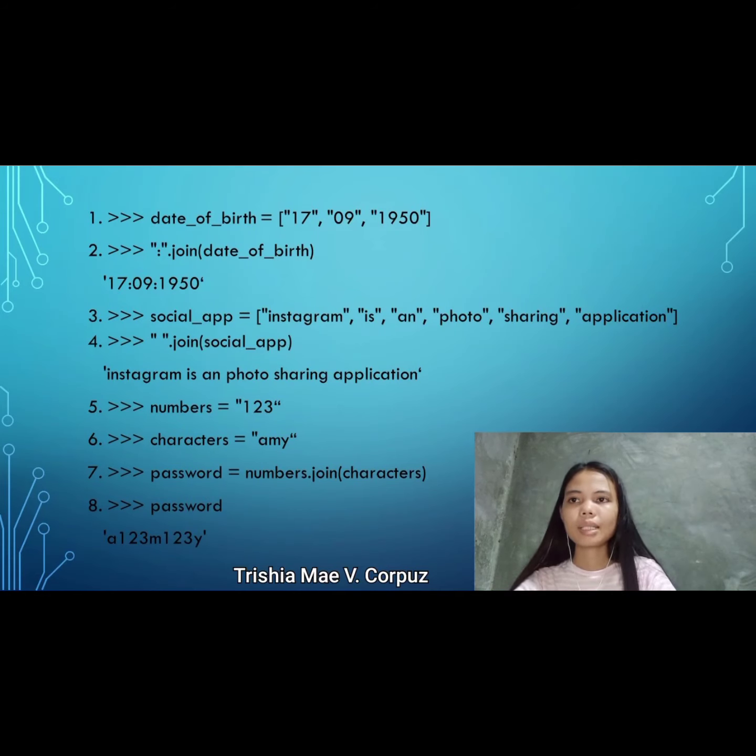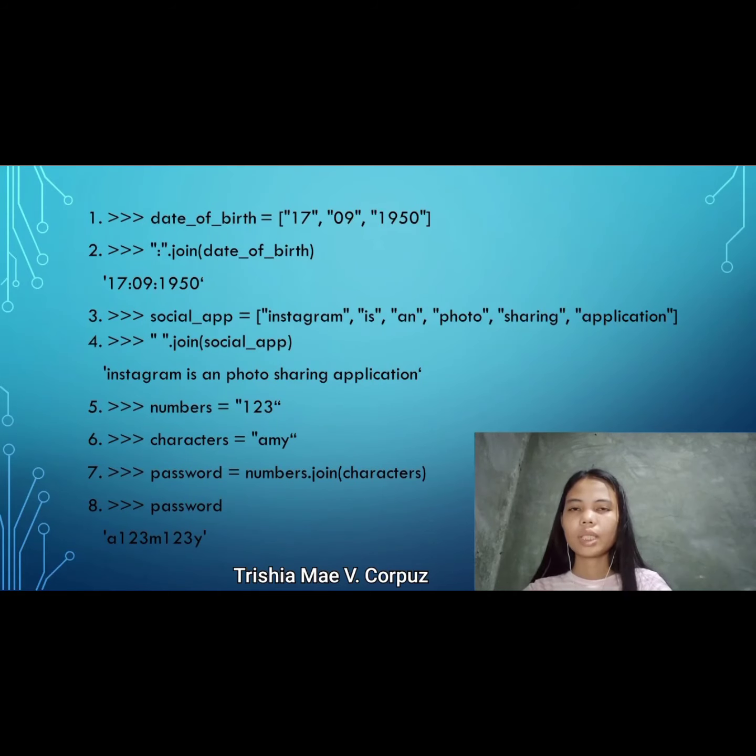Sa number 5 at 6 naman, yung variable na numbers at characters ay string type din. Yung string value na 1, 2, 3, ini-insert siya sa pagitan ng A at M, tapos M at Y. Yung value na A, 1, 2, 3, M, 1, 2, 3, Y, naka-assign siya dun sa password string.